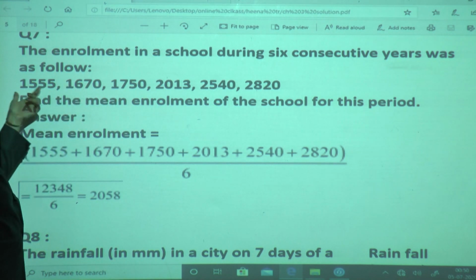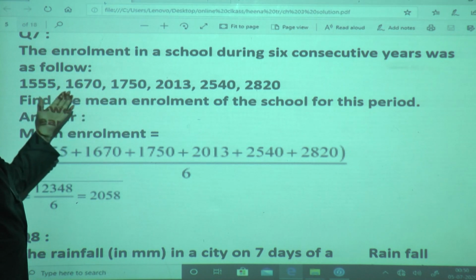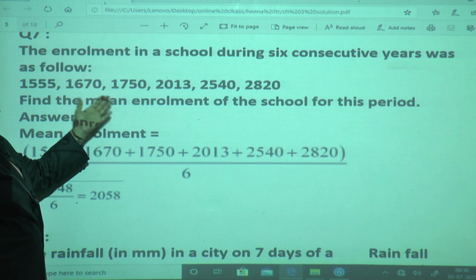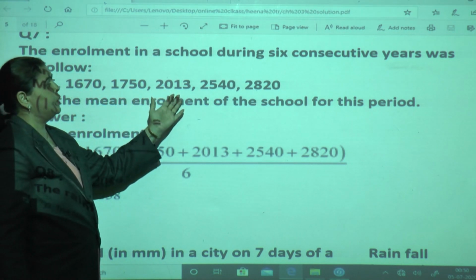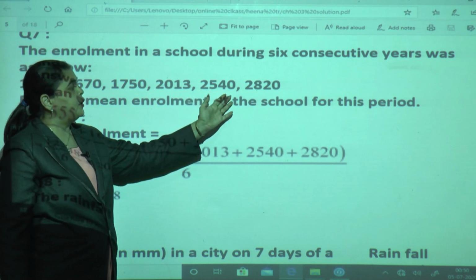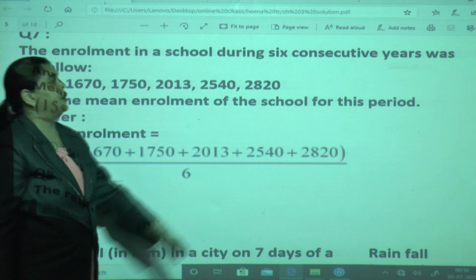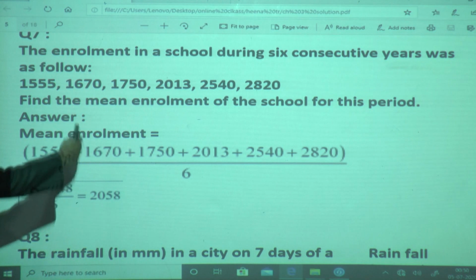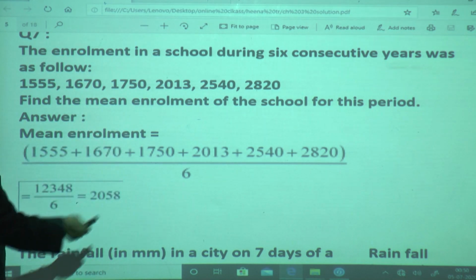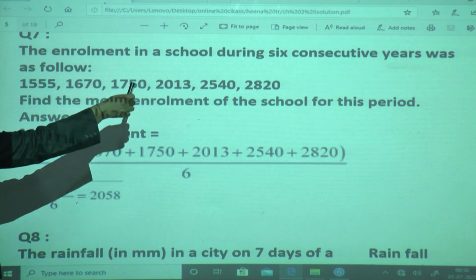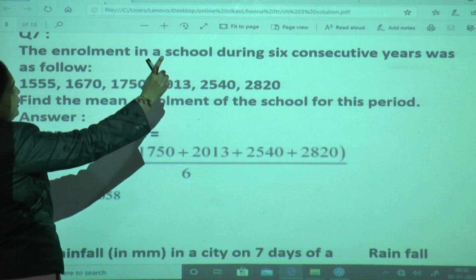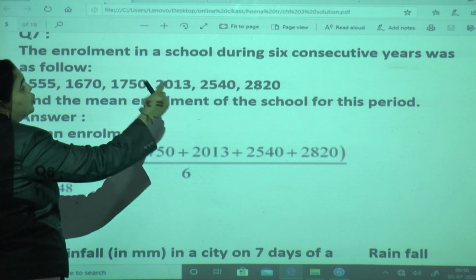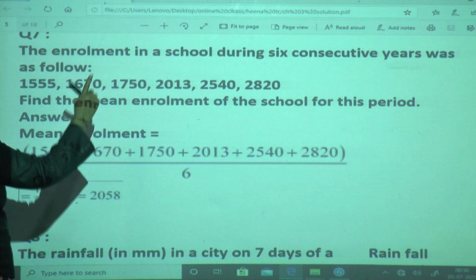The enrollments in the consecutive years are 1555, 1670, 1750, 2013 students, 2540 students, 2820 students. These are the enrollments of students in the school during the consecutive 6 years. In the question itself we can find out the total number of observations.